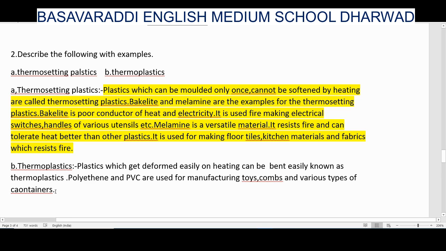For making different kinds of plastic containers. That means you can reuse them very easily.